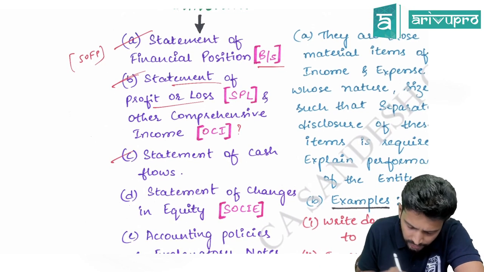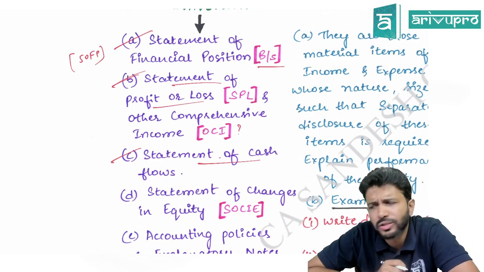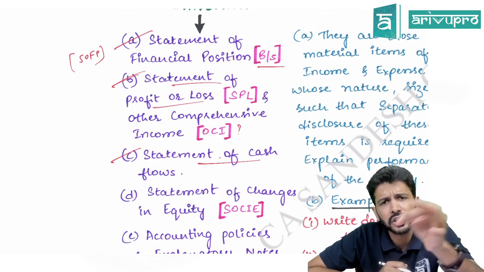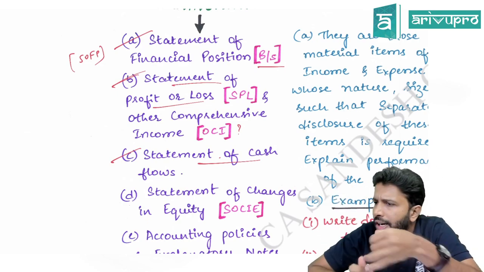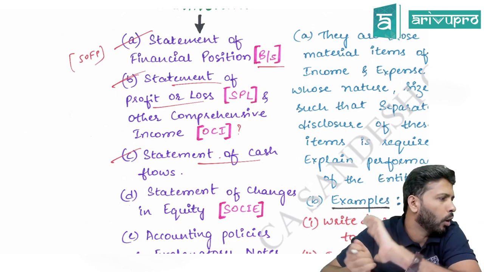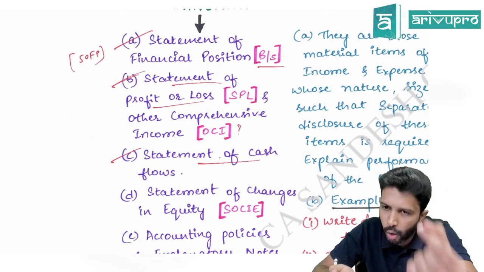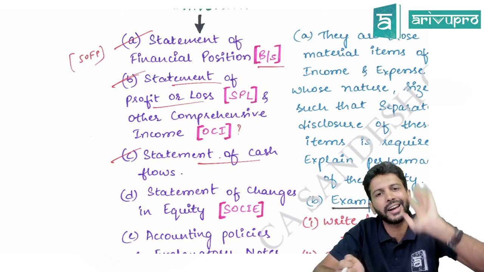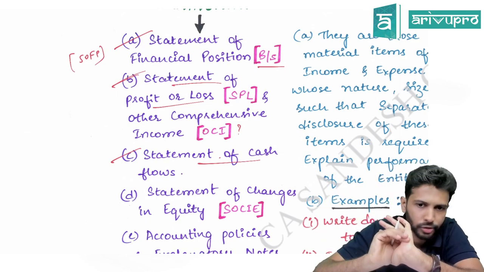All right. Third one is cash flow statement. Cash flow statement simply is what? The name itself says cash flow statement, or statement of cash flow. It is one statement which gives the inflows and outflows of cash, cash coming in and cash going out of the organization. That data is captured in a particular statement, which we call the cash flow statement.